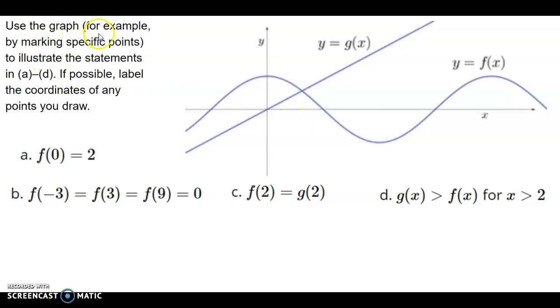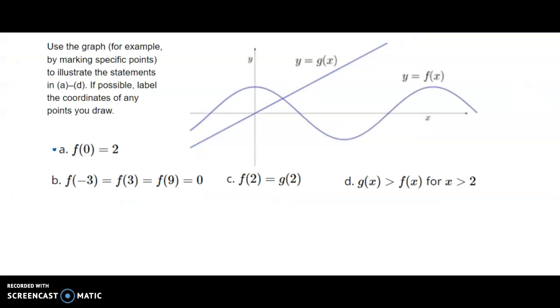Okay, we're going to use the graph by marking specific points to illustrate the statements shown here. So A, B, C, and D. If possible, we're going to label the coordinates of any points that we draw. What I'd like for you to do is first maybe highlight these in different colors so you can see where we're going to plot these points. So for this example, I'm going to use blue for A. You don't have to use different colors, it's completely up to you.